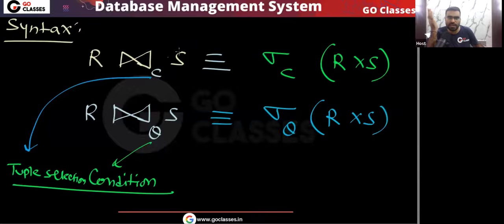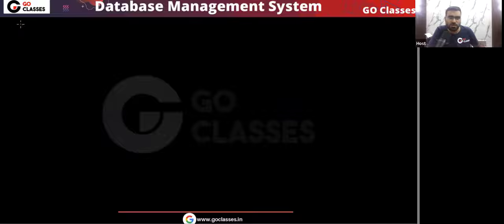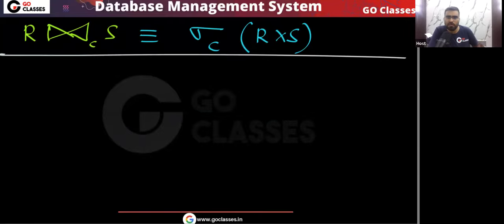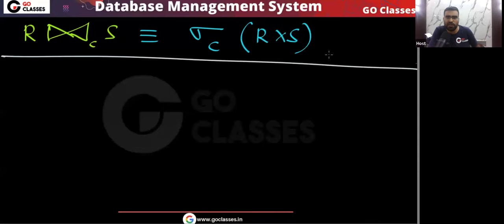You can basically directly do this. It means you look at R, you look at S, and you match those tuples where this condition is satisfied. Okay, so again, I'm telling you, this is the idea that R conditional join S is equivalent to R cross S. First you do R cross S, then you select those tuples where condition C is satisfied. This is fine, but this is not how you will evaluate. The evaluation will be like this.